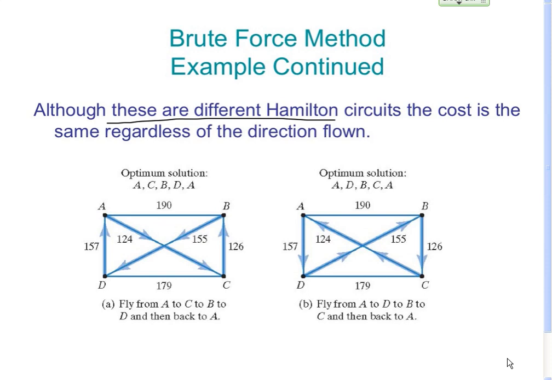They are different Hamilton circuits. The cost is the same regardless of the direction flown. So A to C, and if I go backwards, I go A to C, then to B, then to D, and then to A. So it's like one's going backwards. But they are actually two distinct Hamilton circuits.